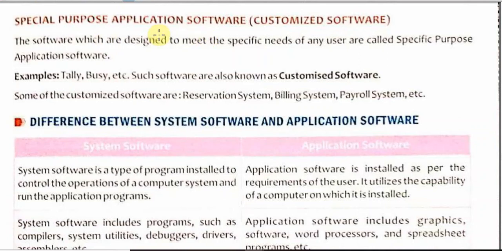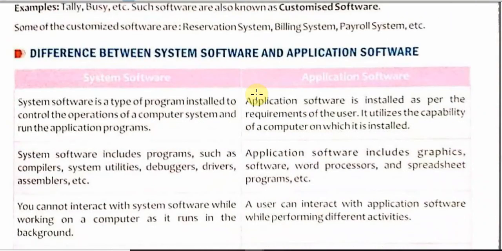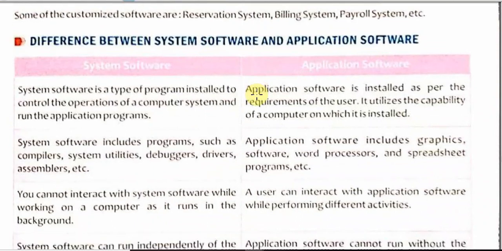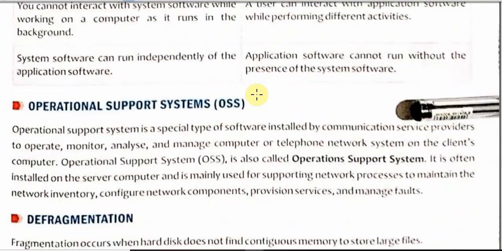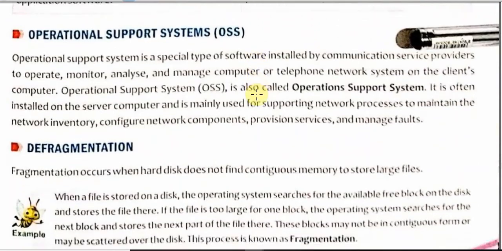Next category is general special purpose application software, that is customized software. They are used by users to do very specific tasks. Tally and Busy are actually customized software. Some of the customized software are reservation system, billing system, payroll system and library system. These are actually customized systems.